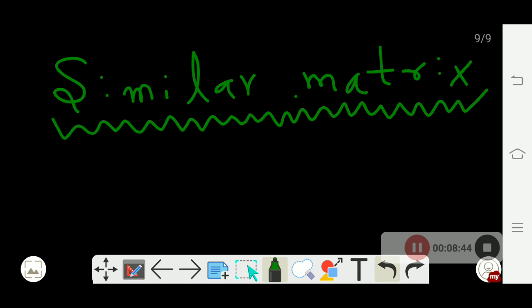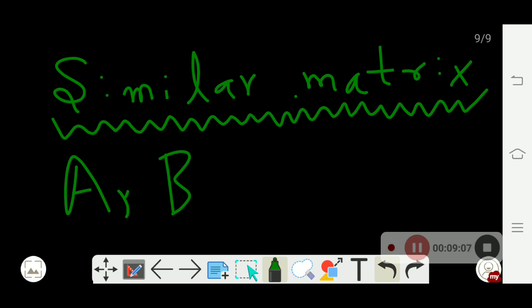Suppose there are two matrices A and B. If they have the same eigenvalues, that is, the trace, the sum of the diagonal elements, of the two matrices are equal, then these two matrices are known as similar matrices.